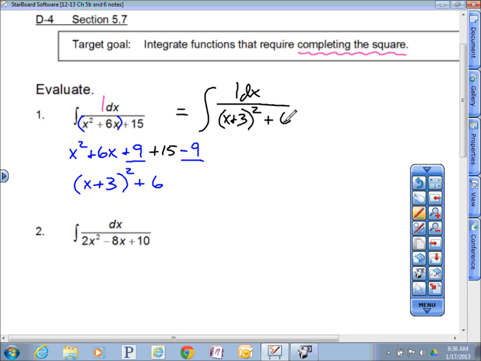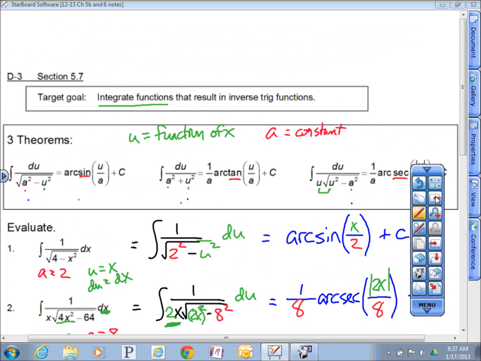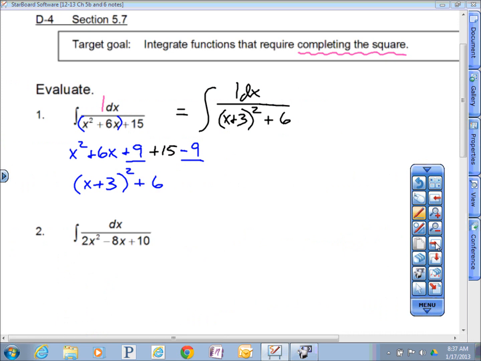Now, that looks a lot more like the form that we were using, and if I compare, this looks like it's going to be an arctangent because I have no square root and I have the 2 terms being added together. So we're going to say it looks like my u is going to be x plus 3 and my du is going to be dx, so I don't need to throw any extra things into the problem. And it looks like my a is going to be root 6 because that's what's being squared. So now go to your arctangent format.